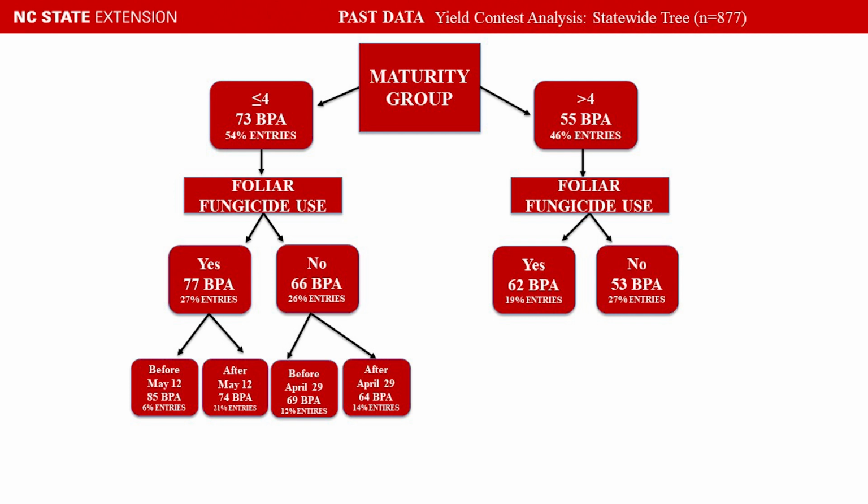So in that same yield contest analysis I mentioned at the beginning of the presentation, where we looked at all these production practices that influence high yield, the single production practice that influenced high yield was using an earlier maturing variety. So in that analysis, maturity group 4 or earlier averaged 73 bushels per acre. That was 54% of the entries, so essentially half the entries. 5s, 6s, and 7s averaged 55 bushels per acre. That's a big difference. Maturity group was the primary driver of high yield in this analysis.